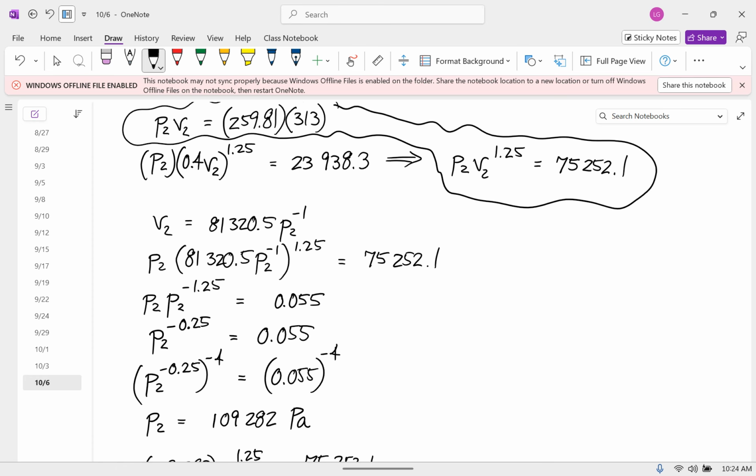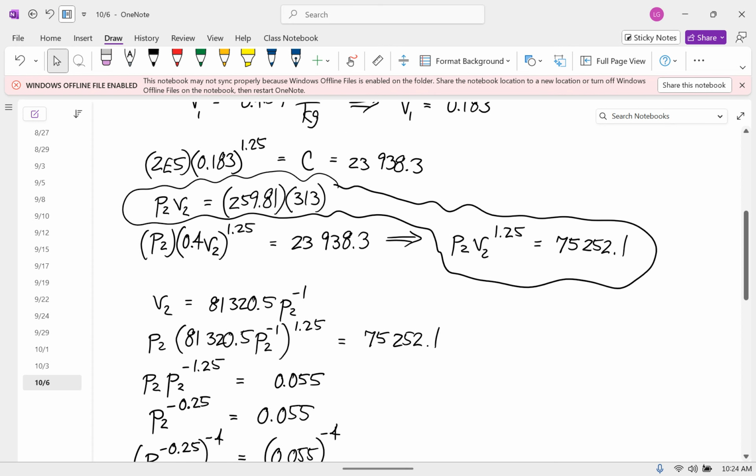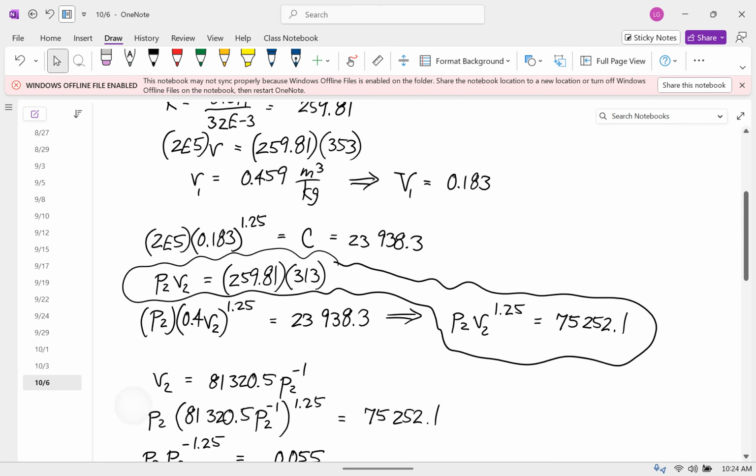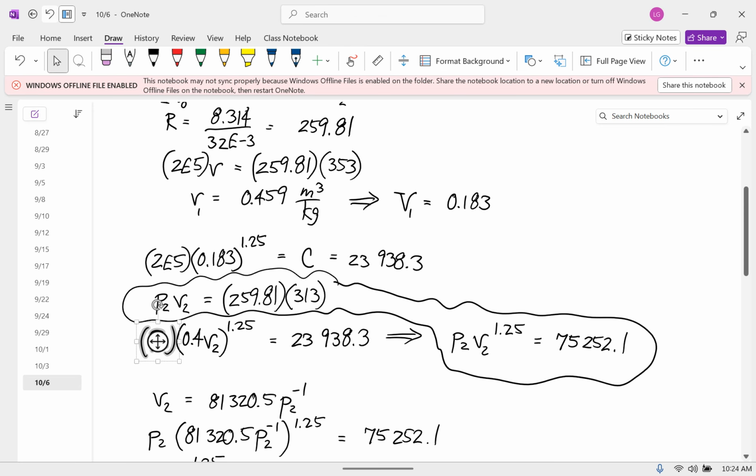Wasn't the pressure 2.0 times 10 to the 5 pascals and the volume 0.183 meters cubed? Oh, yeah. Right. So this is the true volume at state 1, 0.183. And then we had to use the stuff happening at state 2.